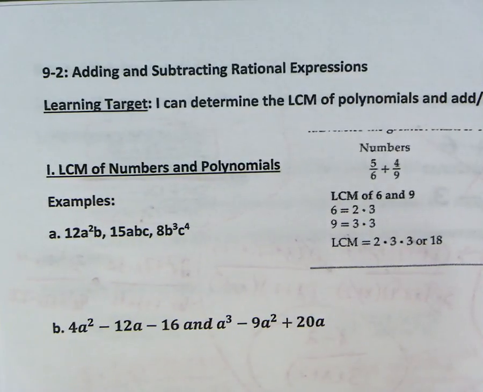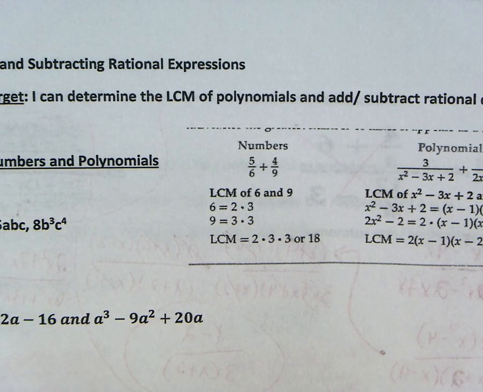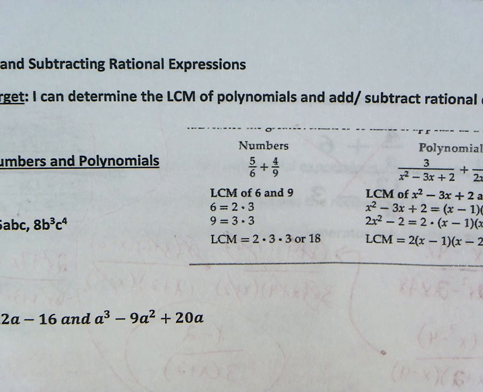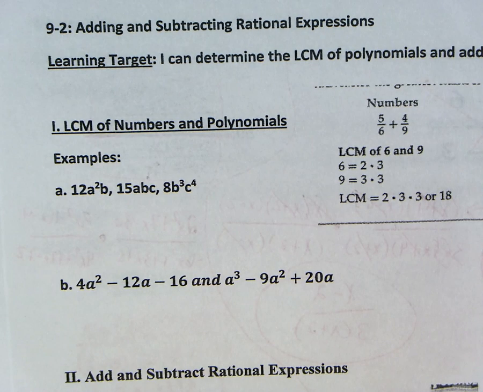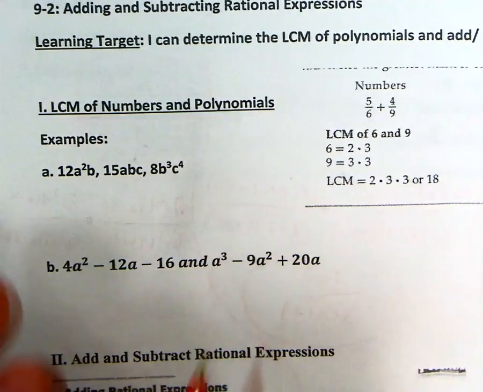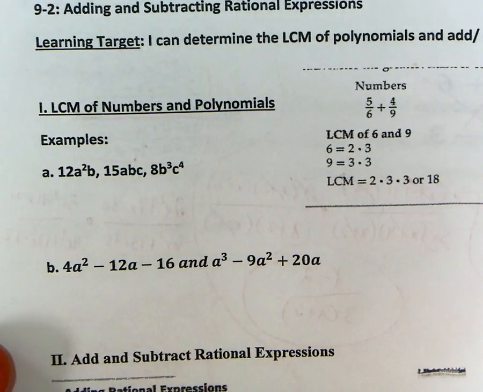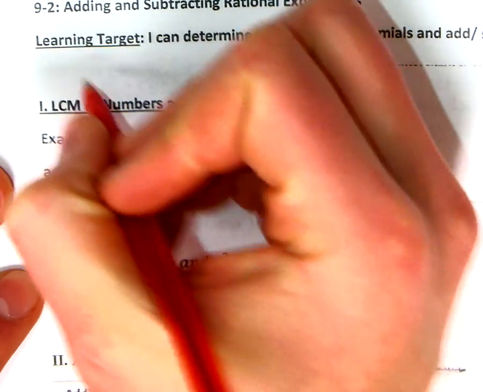Our learning target: I can determine the LCM, that's the least common multiple, of polynomials, and add and subtract rational expressions. So what we're doing here is a lot of what you've done before in your elementary years, middle school years, early high school years. It's finding the LCM. The LCM is the least common multiple. And you've done this before with fractions.